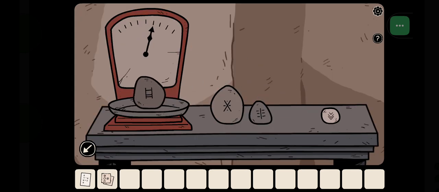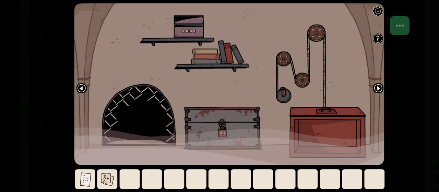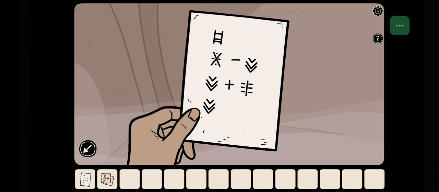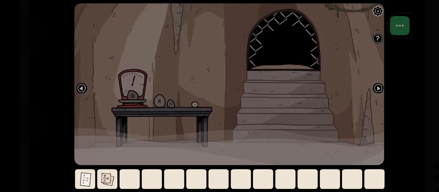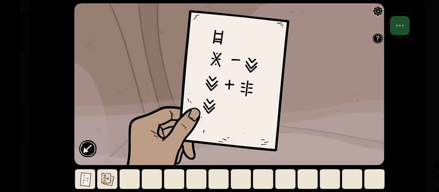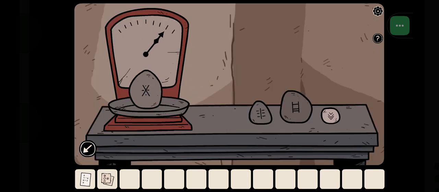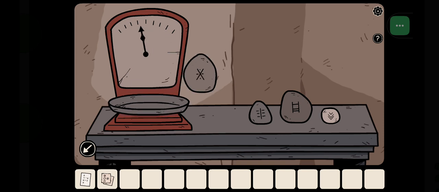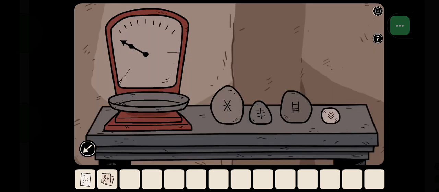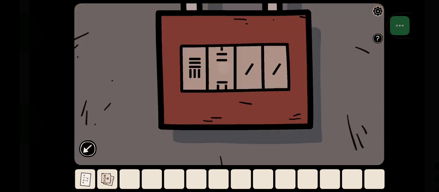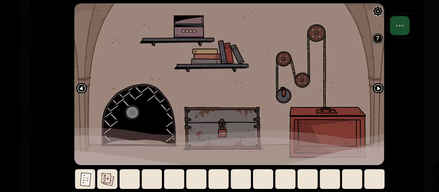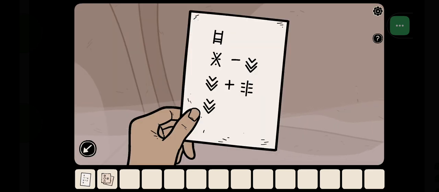How many is that? 1, 2, 3, 4, 5, 6. So 6 is first. Three, four, five, six. I think this one is a six. Next one, we have this one. 3, 6, 8. This one is an 8 minus this one. That's a 6. 2, 3, 4, 5, 6. So it's 6, 6.